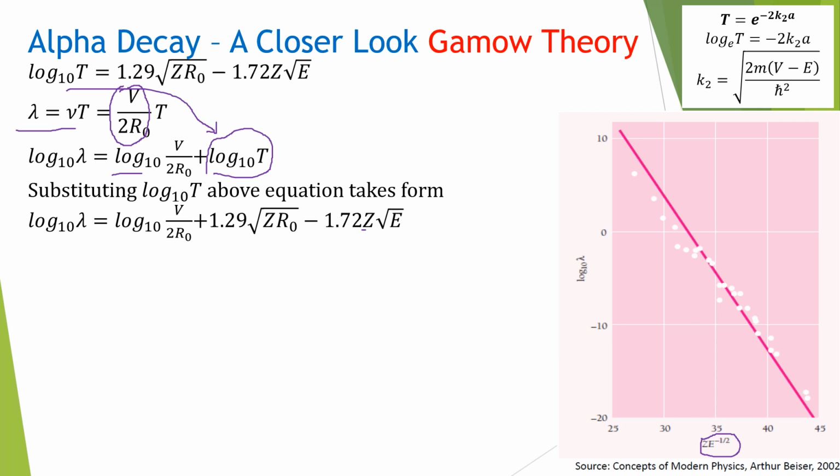So this is x, then this is the slope m with a minus sign, and log of lambda to the base 10 we are plotting on the y-axis. So this is equal to y equals mx plus c. Slope is negative.